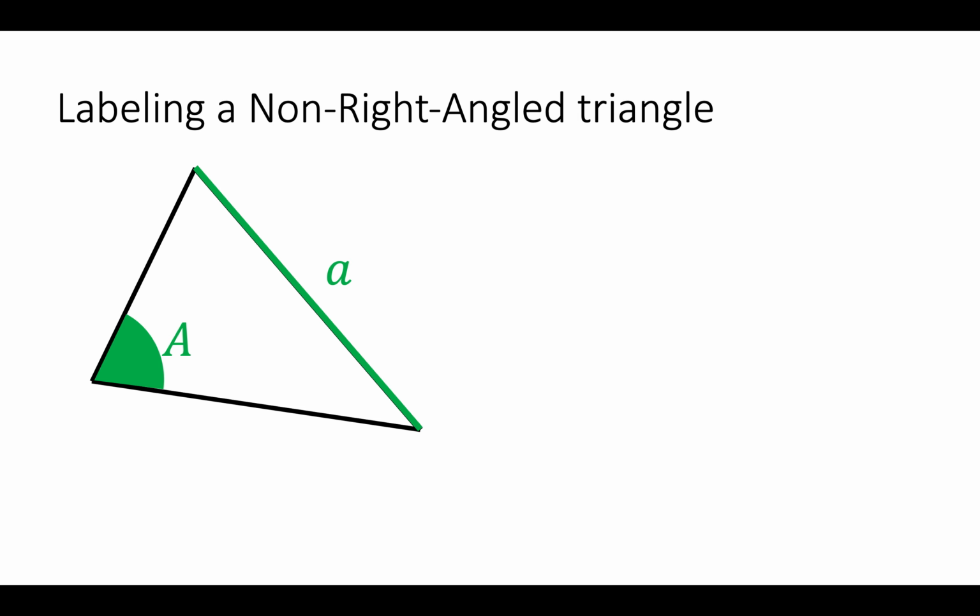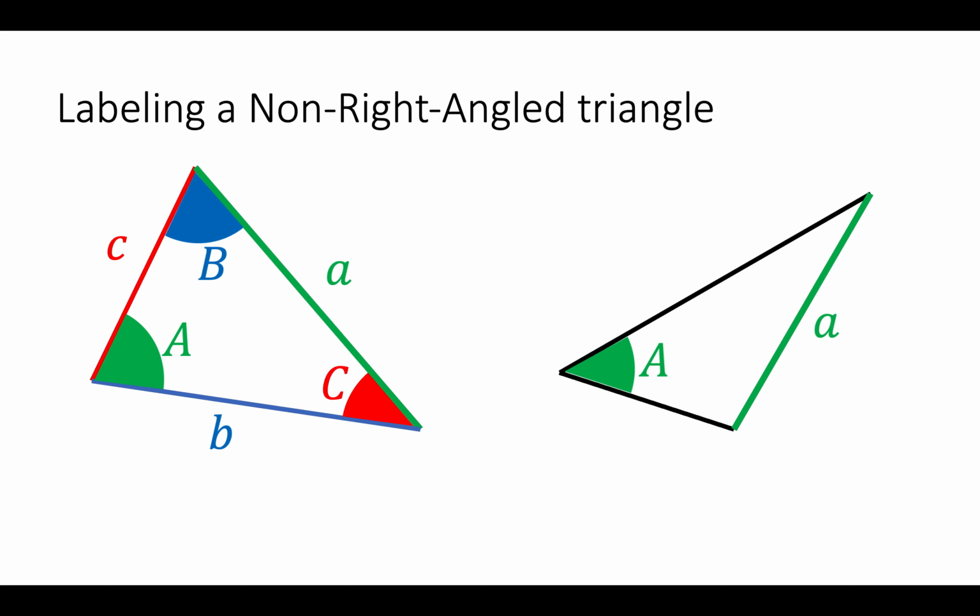So we do one angle is capital A, the other opposite side is small a, another angle is capital B, with small b being the opposite side, and then capital C is an angle, small c is the opposite side. And it looks like this. Similarly, I'll show you that one more time. We have A, small a, B, small b, C, small c. And that's how you label a non-right angle triangle.